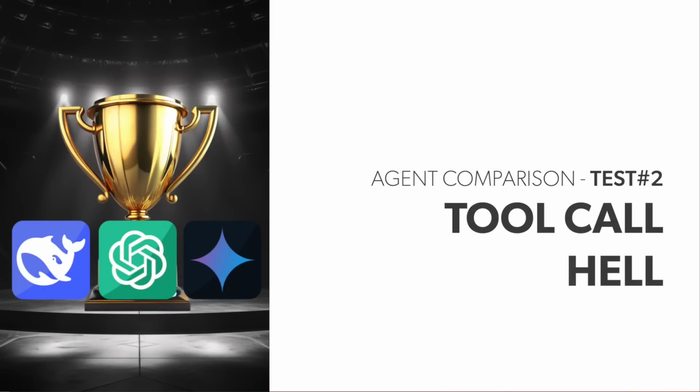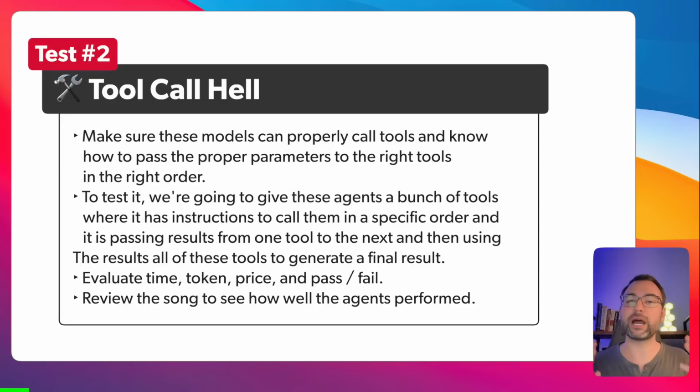All right, guys. So now it's time to dive into test number 2, which I'm calling tool hell. Now, tool calling is one of the most important features of agents, and it's actually the main thing that separates agents from regular LLMs. A regular LLM just goes off and generates a response, but an agent has the ability to take multiple attempts at the same solution. It can call tools to get additional information at specific times. So it's one of the most important features of making a great agent.